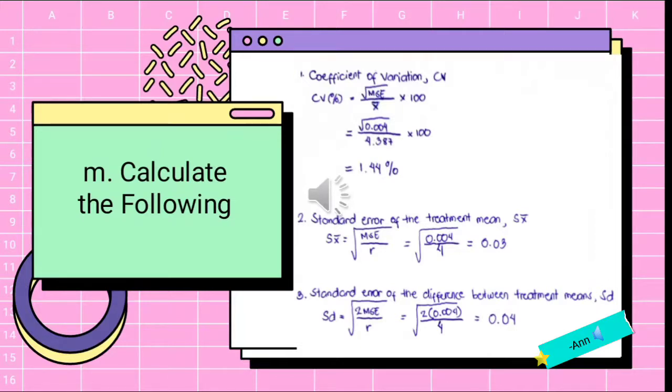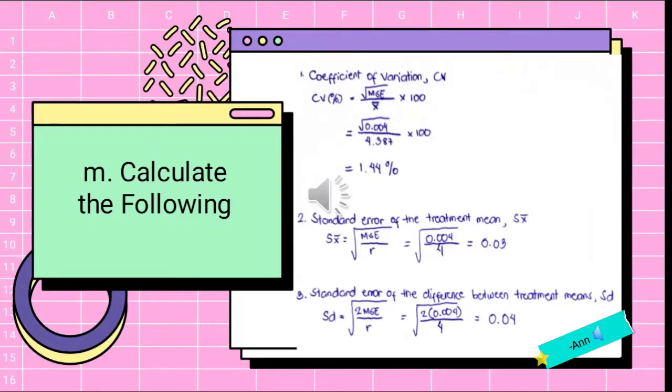So square root of 0.004 divided by 4.387, times 100, equals 1.44 percent. So that is the percent we are looking for in the CV.